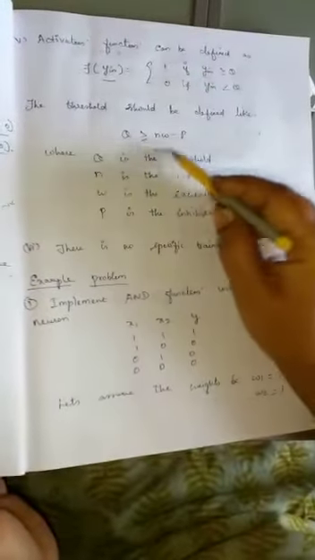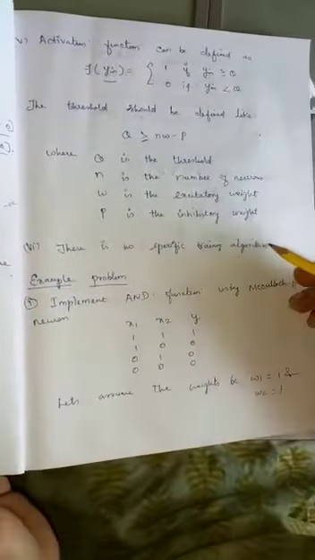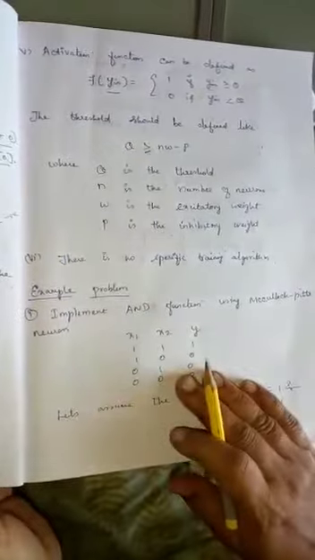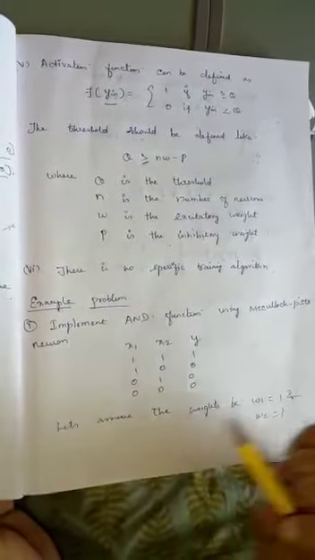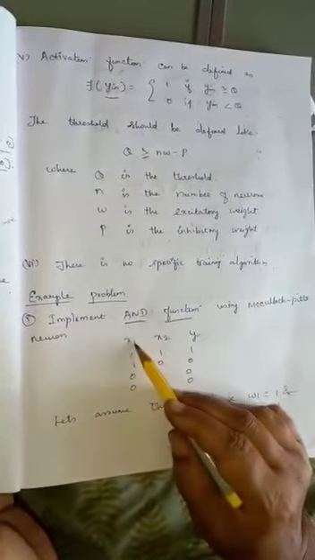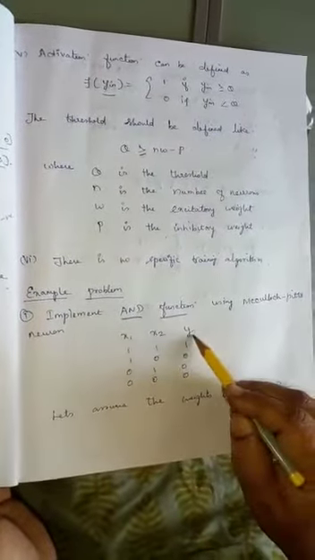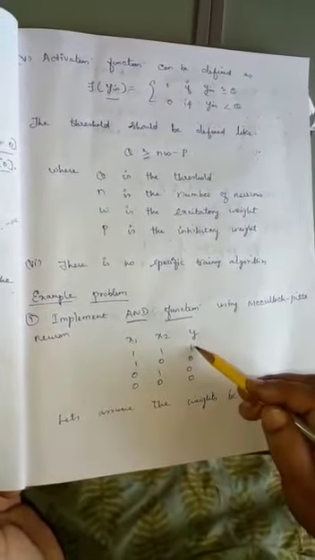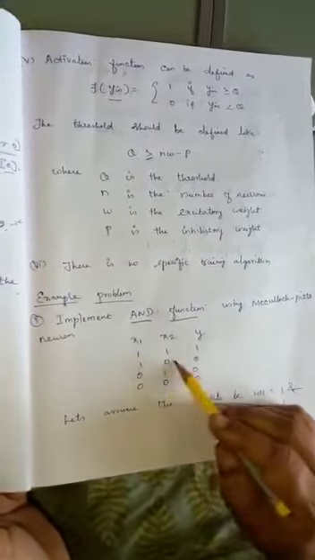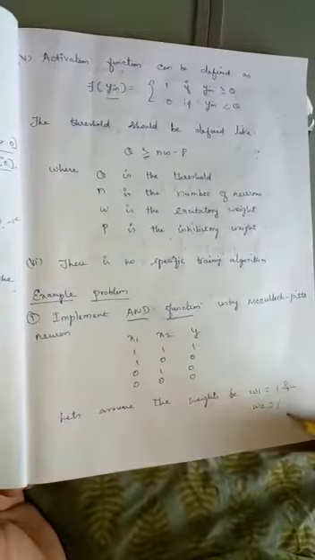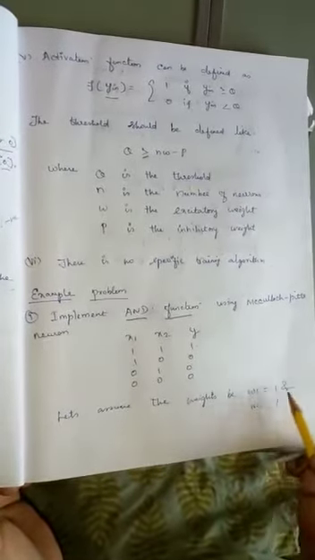With that we calculate the threshold value, and in the MP neuron model there is no specific training algorithm. Here we'll see one example to implement this McCulloch-Pitts model for an AND function. These are the inputs x1 and x2, and this is the output. For the AND function, the output is 1 only when both inputs are 1, and if the inputs are different, or both 0, the output will be 0. Here we assume both weights are excitatory weights, that is w1 is equal to 1 and w2 is equal to 1.